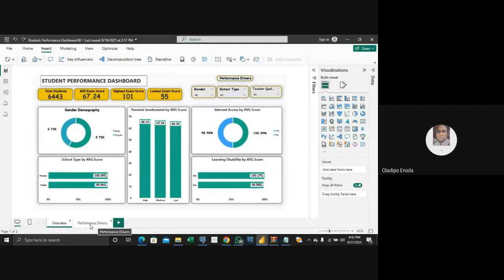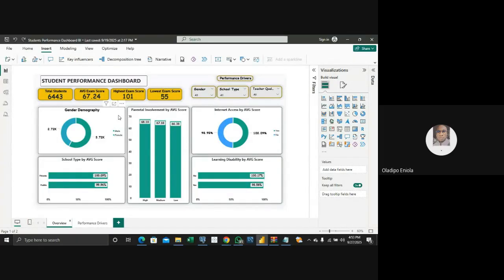Okay. And then we have gender demography, 2007 and 3007. Next time you could just use percentage for that. So you can have a percentage instead. And school type by average score, private, public. Is it not just in one school? I don't get why you have to type, but don't let's go into much detail. Parental involvement by average score.